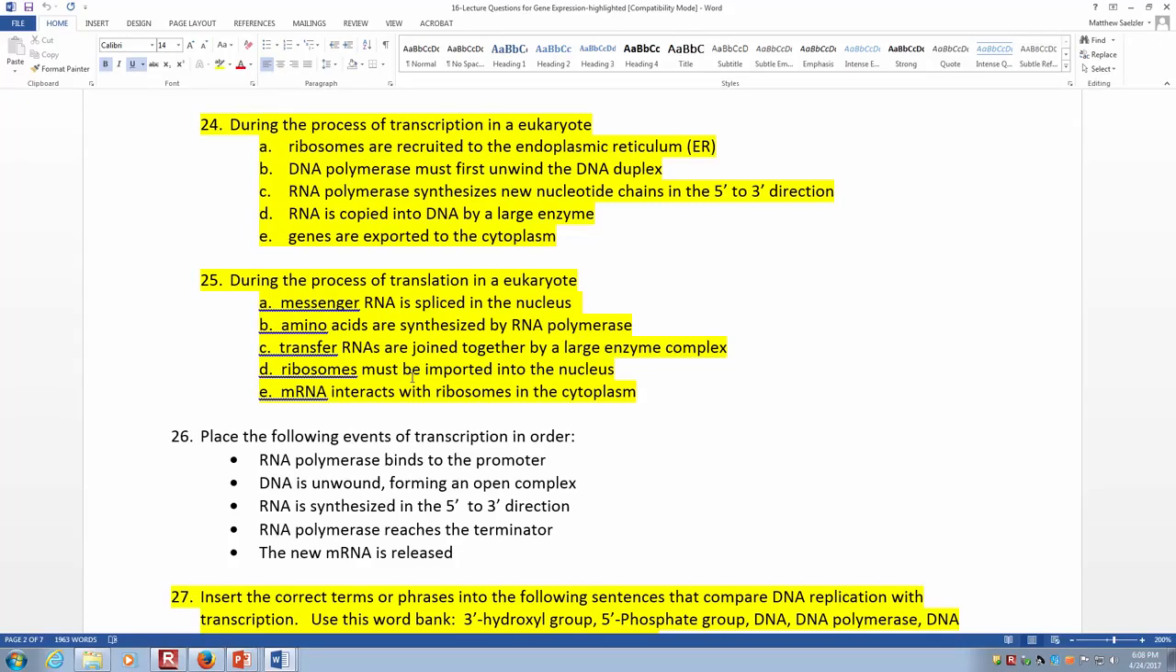And then D, remember that in a eukaryote, the ribosomes are in the cytosol or cytoplasm. They're outside of the nucleus, and they don't get imported into the nucleus. What happens is the mRNA gets exported out of the nucleus, and then they can interact with ribosomes that are outside of the nucleus. And then E is the correct answer.